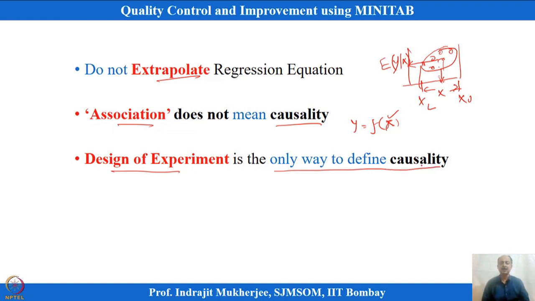So, to understand causalities between the variables, we have to intentionally induce variation by changing the factors or variables that we are interested in, and try to understand what the functional relationship is. So, the most appropriate way to develop the functional relationship is by design of experiments. So, there is no other alternative. So, regression with historical data does not give you proper association, and causality cannot be proved based on that. Okay.